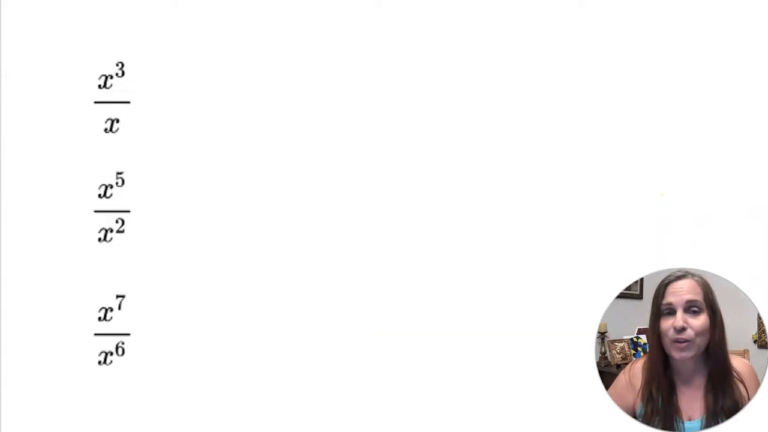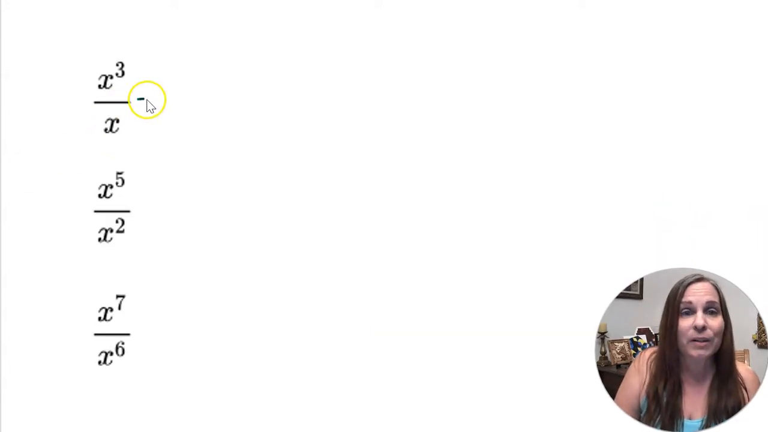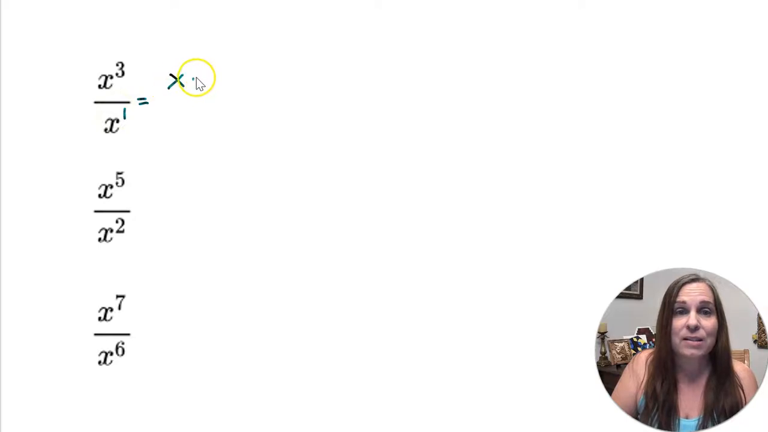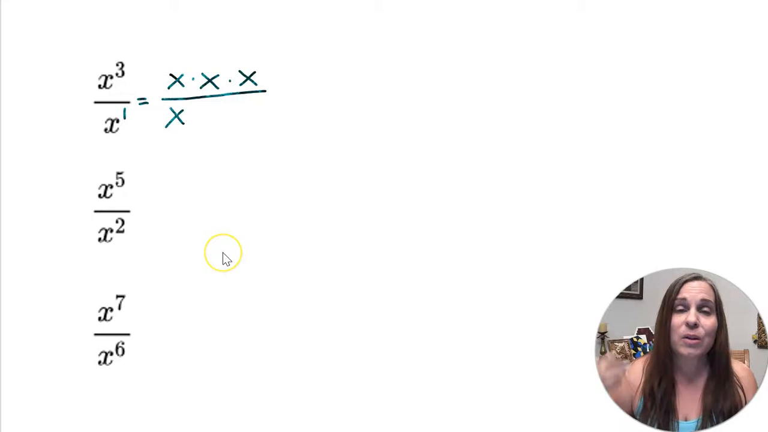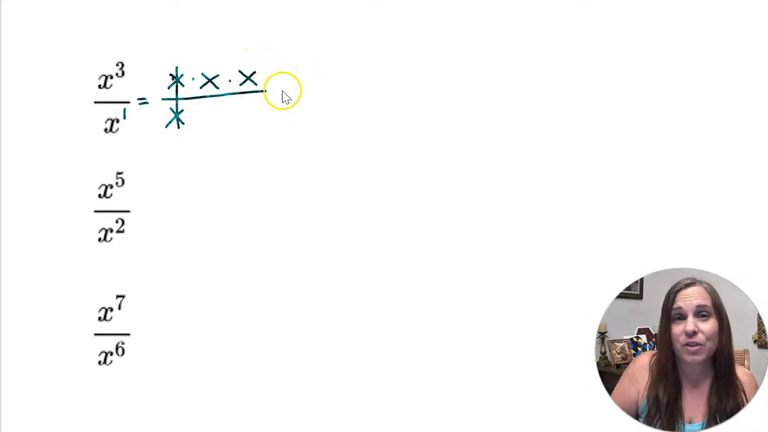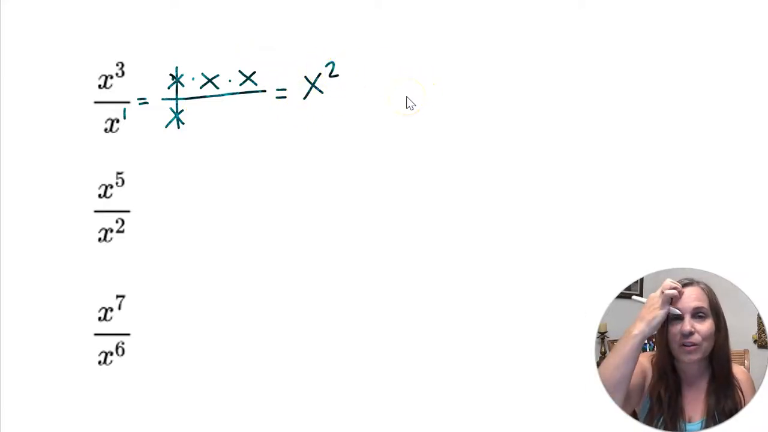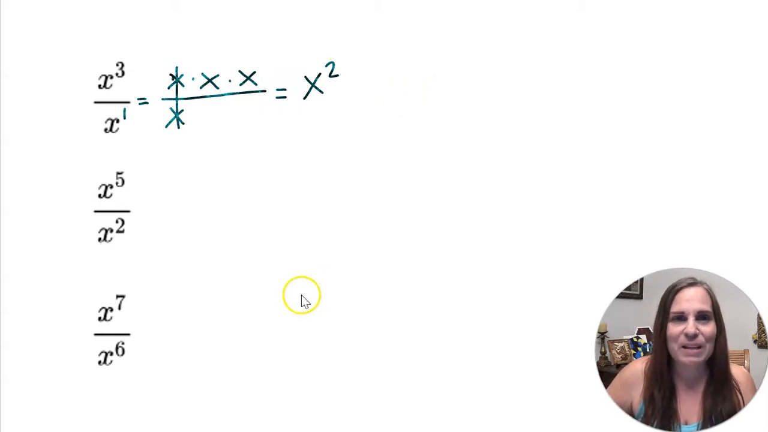So let's try a few. For this one, we've got x to the 3rd divided by x. Now for this first one, I'm going to write it out. So I've got x times x times x over x. You can also think of it in terms of where I've got a pair and where I would have some left over. If I cross these two out, I've got 2 x's left on top, so that would be x to the 2nd. Just another way to think about it if you're more visual like me.